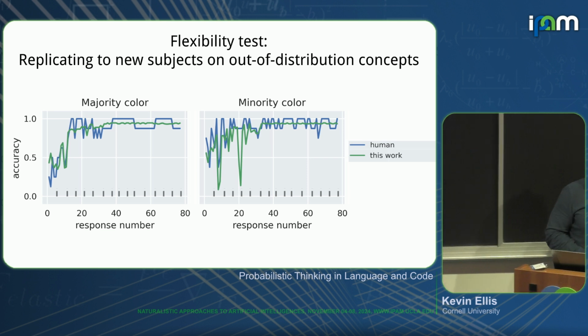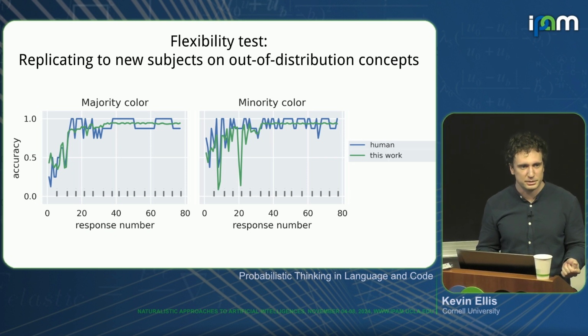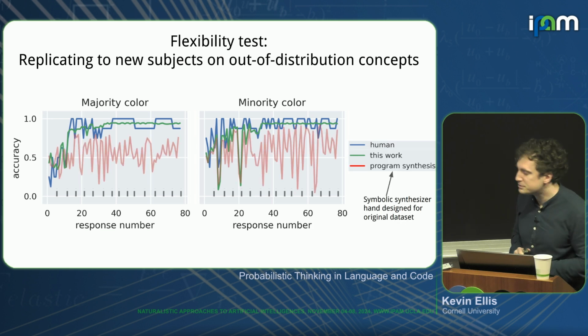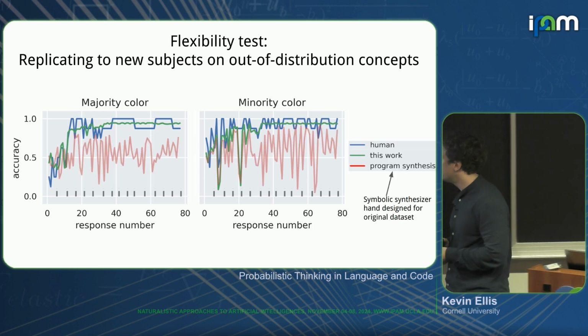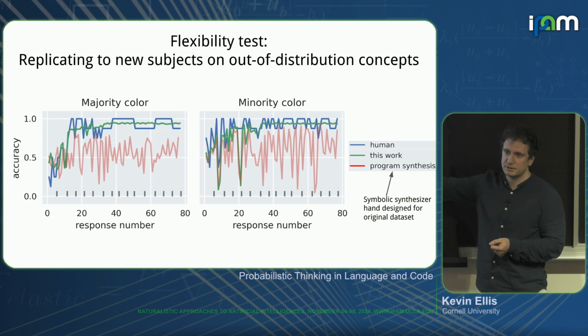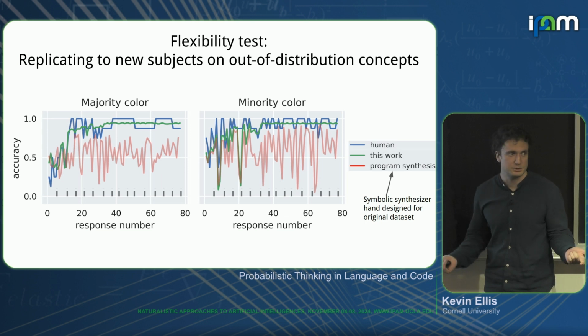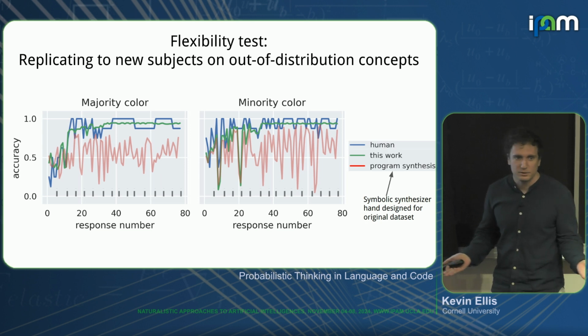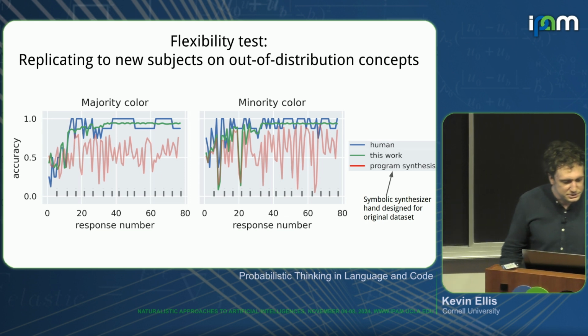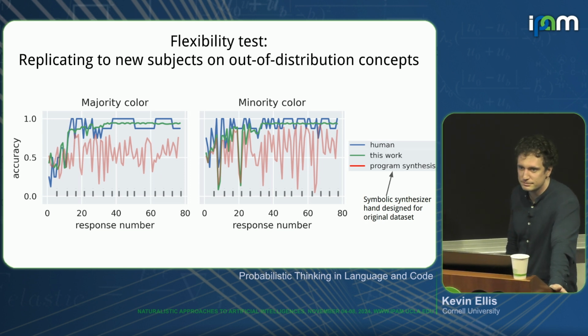It wasn't quite as good as the people were, but basically, it's still learning it. And if instead you use a conventional symbolic program synthesizer with a domain-specific language that is designed for the original data set, then interestingly, it doesn't fit this. And the reason is that in hand designing for the original data set, they accidentally left out some concepts, like the ability to count the size of a set. And therefore, because they didn't have the flexibility of natural language, it didn't fit as well.